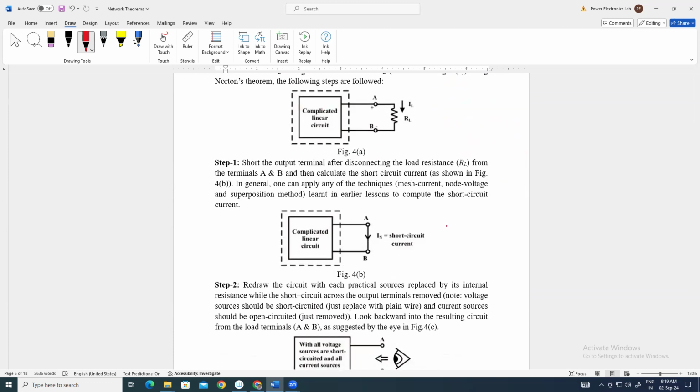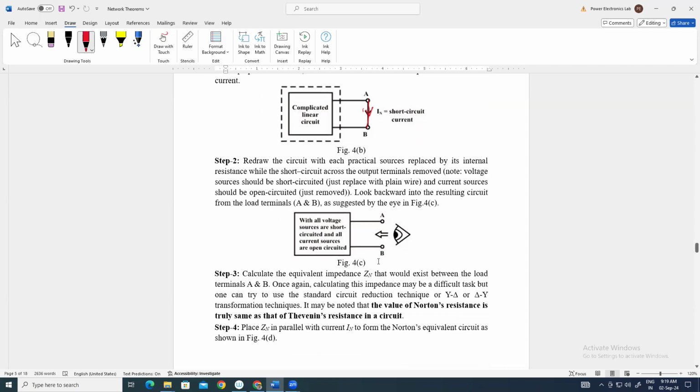So the procedure is the same here. In figure 4a, you can see that previously this element was connected in between terminals A and B. So the first step is to remove this element and make a short circuit in between these two terminals A, B. The current direction IN is denoted here. That is the Norton current or short circuit current.